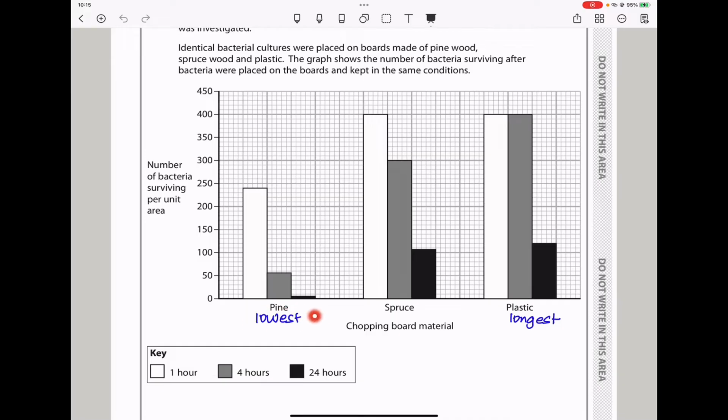Here we have the lowest number of bacteria surviving in each area at all times. Then we go to spruce. In spruce, initially, or I would say 1 hour, spruce as well as plastic had the same concentration or same number of bacteria, but at the 4th hour mark, those on spruce had decreased while those on plastic were still the same. And then at 24 hours, we saw a decrease.